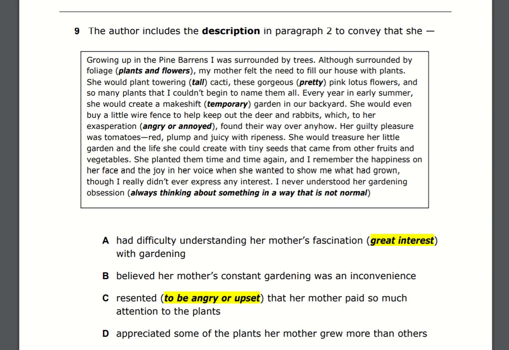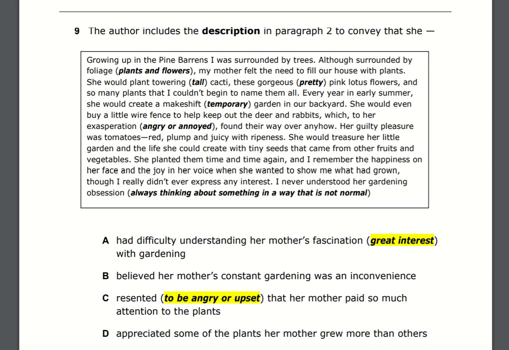Her guilty pleasure was tomatoes, red, plump, and juicy with ripeness. She would treasure her little garden and the life she could create with tiny seeds that came from other fruits and vegetables. She planted them time and time again, and I remember the happiness on her face and the joy in her voice when she wanted to show me what had grown. Though I really didn't ever express any interest, I never understood her gardening obsession, always thinking about something in a way that is not normal.